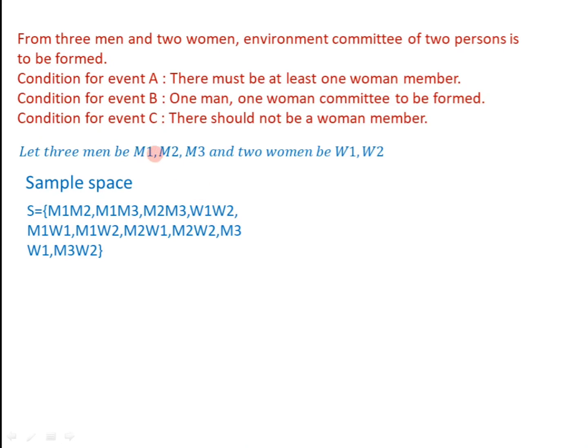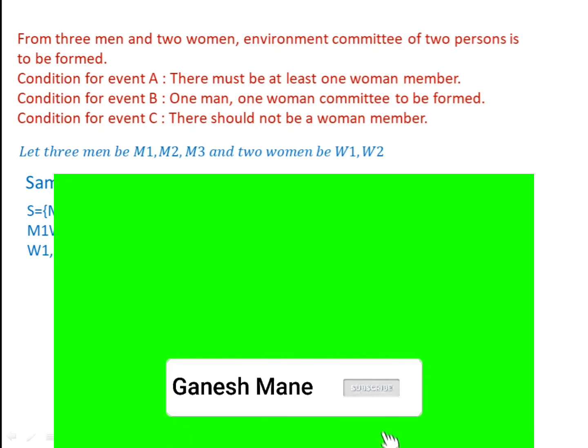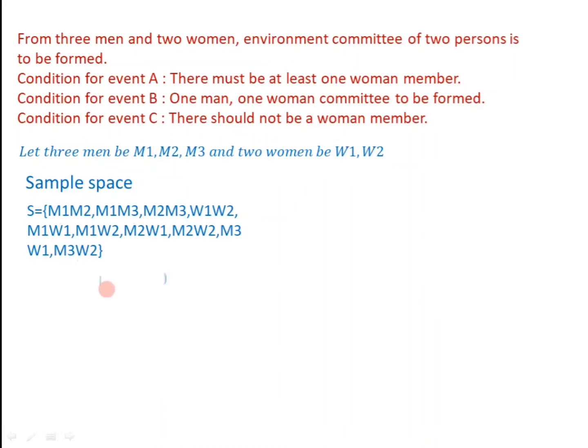Now we have to start with one man and one woman. So we start with M1: the next elements would be M1 W1 and M1 W2. Then we start with M2, M2 W1 and M2 W2. And lastly we start with M3, that's M3 W1 and M3 W2. These are the only 10 possible outcomes for this sample space. Therefore n of S is equal to 10.